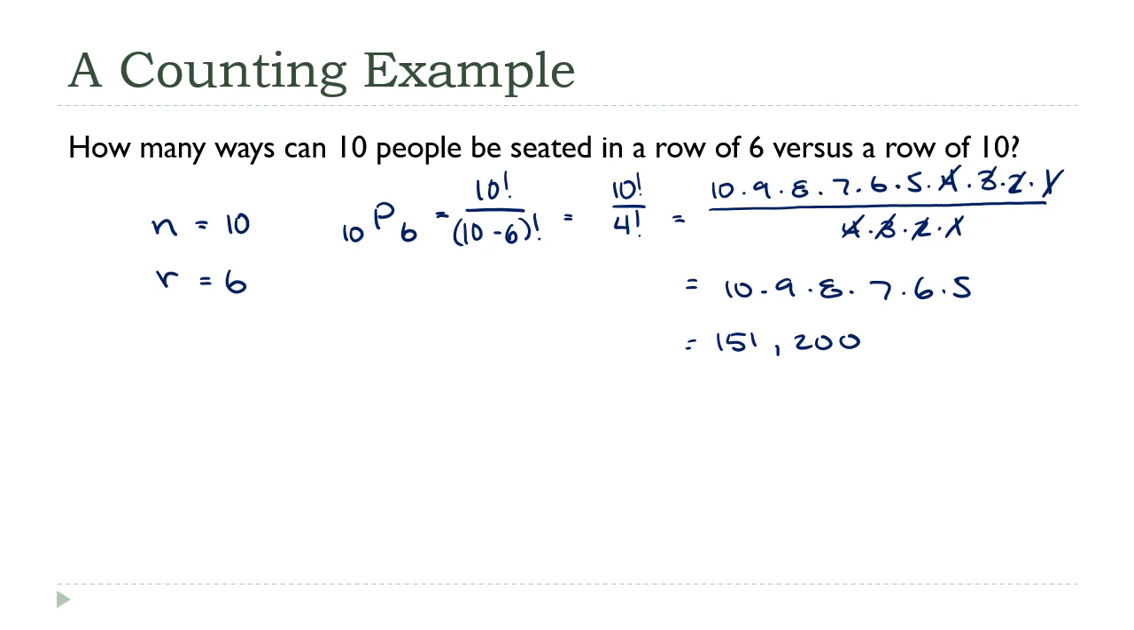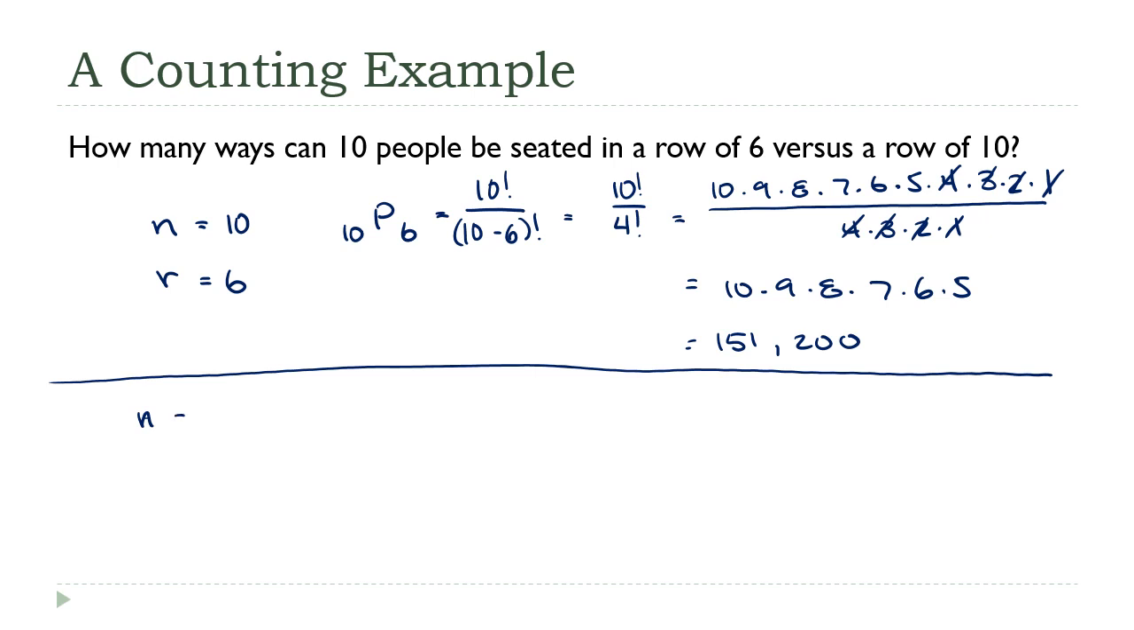How about the other one? How about if we're going to choose the entire group of 10? So now n and r are the same. This is the kind of thing mathematicians and computer scientists really like to focus on. It's called an edge case. When we get to this case where we have 10 people and we're choosing all of them, it's at the edges where things can sometimes get a little weird.